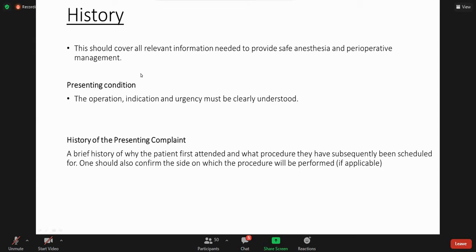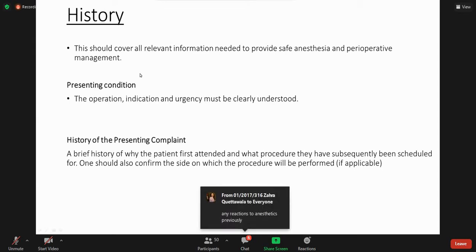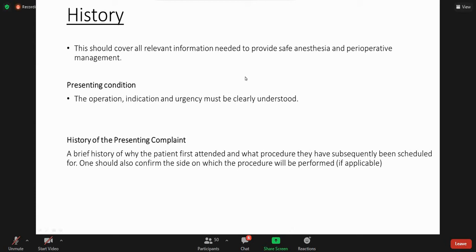What is the presenting complaint? If he or she is coming with pain and vomiting and nausea or any other condition, we'll have to ask from the patient. Then we'll have to take the detailed history of that particular symptom and history of their comorbids, which is included in the past medical history usually.